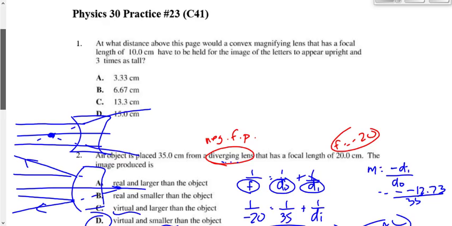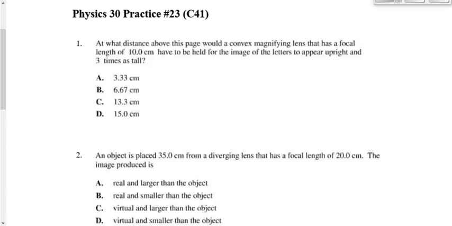Okay, let's take a look at question number 1 now, which is the real challenge question here. It says, at what distance above this page would a convex magnifying lens, convex, concave, really what do we want to call this? Converging, right? Converging magnifying lens. That means if it's a converging lens or mirror, the focal point is positive. So we don't need to worry about this one because it's listed as positive on our page. Where does it have to be held for the letters to appear upright and 3 times as tall? We're given the focal length is 10 centimeters, and we're given the magnification is 3.